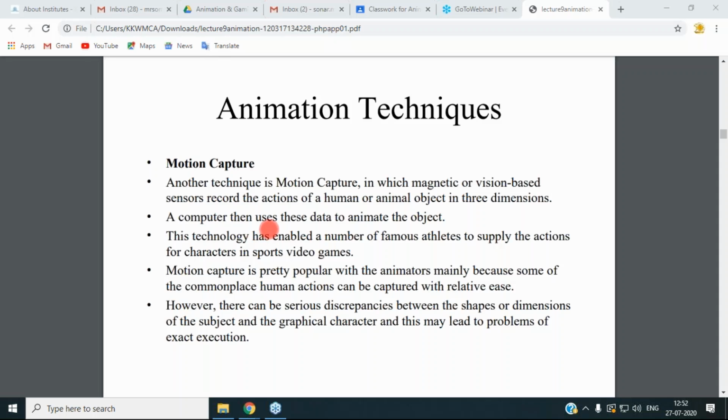Suppose we can have a Virat Kohli in cricket, or maybe Ronaldo in football, or maybe someone in the WWE. So what is being done is that their characters are developed based on this. Their motions are captured using sensors, and then they are put into the game. So this is how the motion capture technique works.